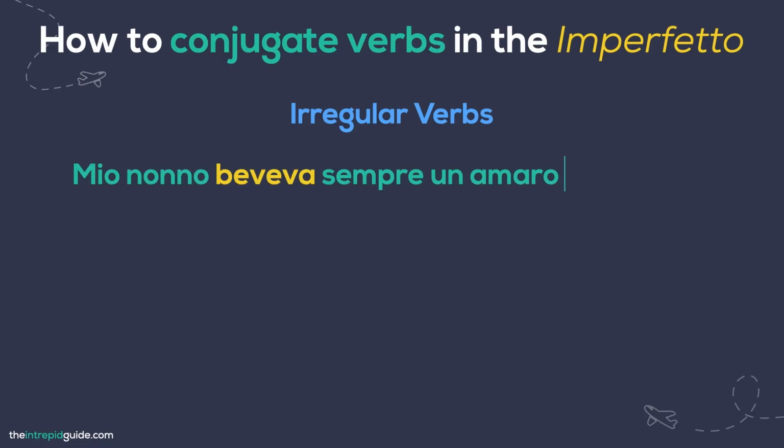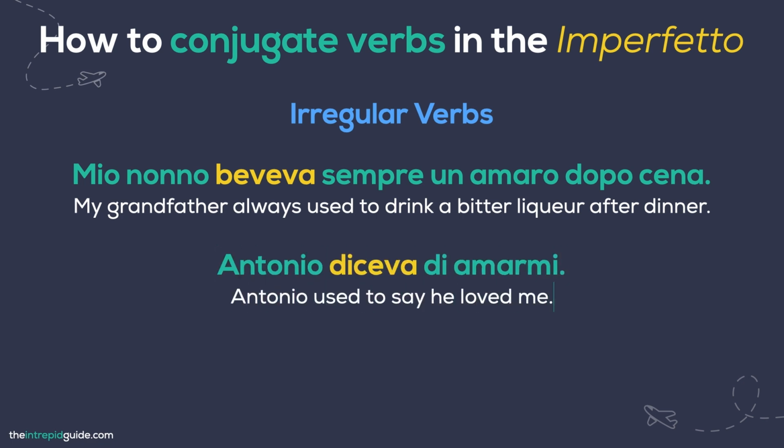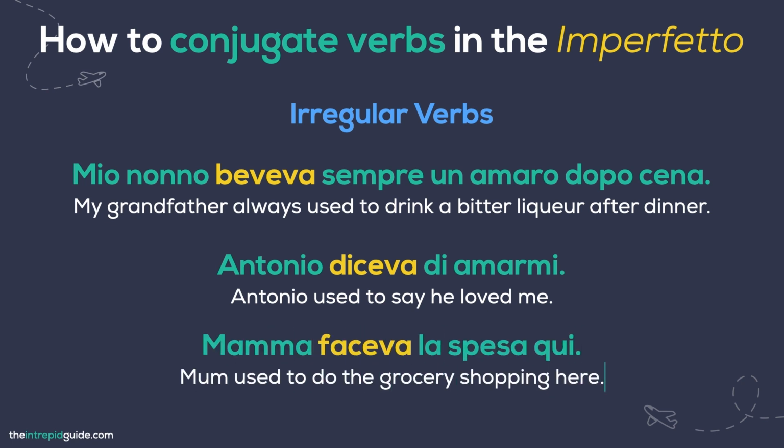Here are some example sentences. Mio nonno beveva sempre un amaro dopo cena. My grandfather always used to drink a bitter liqueur after dinner. Antonio diceva di amarmi. Antonio used to say he loved me. Mamma faceva la spesa qui. Mum used to do the grocery shopping here.